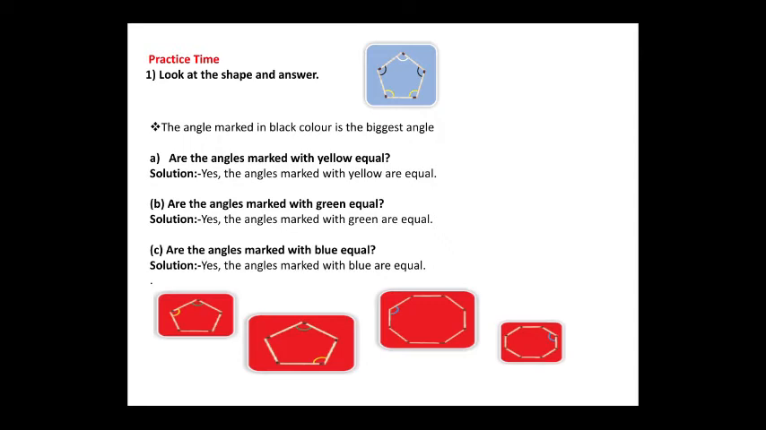And next below, they have given some figures. Here you have to answer, are the angles marked with yellow equal? See, in these two figures, the first two pentagons, you can observe it is in red color. In the two figures, observe the angle marked with yellow color, the two are equal.